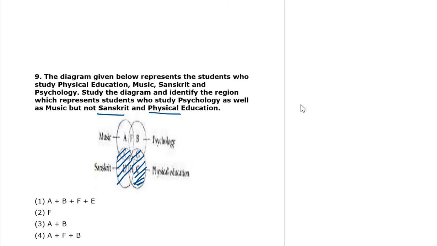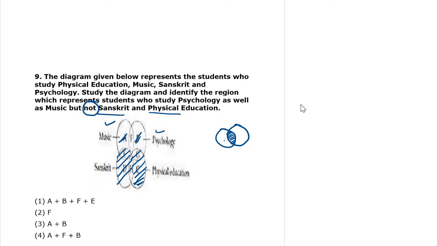Not a single child. So some of A are studying Sanskrit, some of B are also studying physical education. But the question says not a single child, so you have to remove A and then B also. Only this F represents those learning music and psychology. This is the intersection portion. In a 2 circle Venn diagram, if it is cutting, this is the common portion. They are learning both music and psychology.